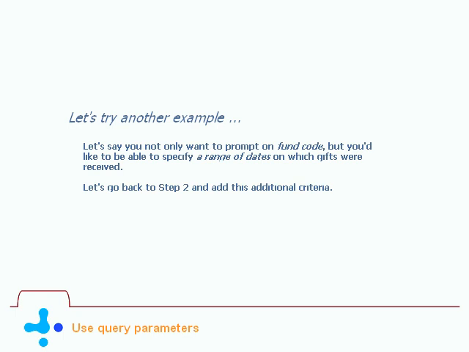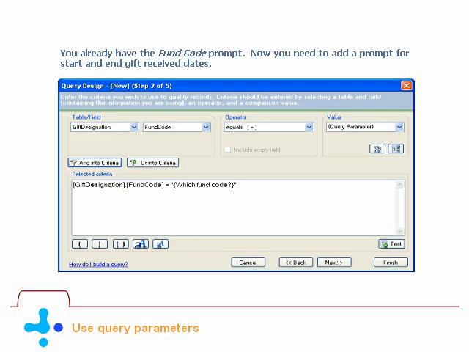Let's try another example. Let's say you not only want to prompt on fund code, but you'd like to be able to specify a range of dates on which gifts were received. Let's go back to Step 2 and add this additional criteria. You already have the fund code prompt. Now you need to add a prompt for start and end gift receive dates.